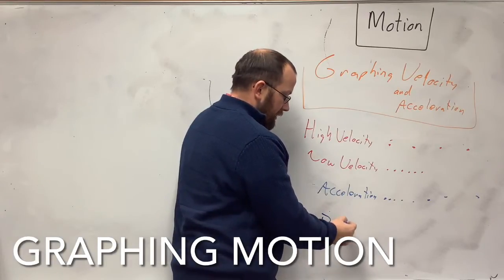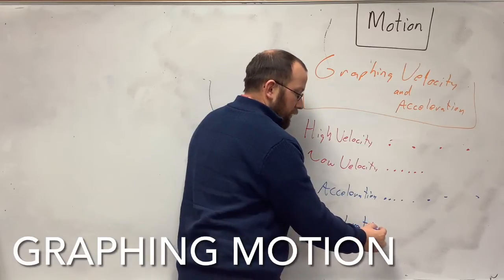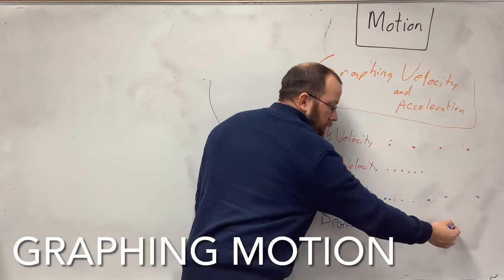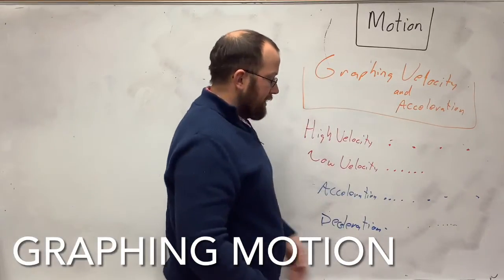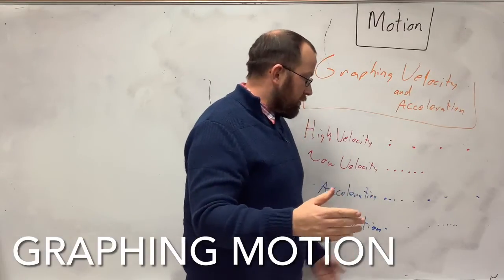Decelerating is the exact opposite. I probably spelled that wrong. I'm a terrible speller if you haven't figured that out at this point. The dots are spread out and then they get closer. That's deceleration. So deceleration starts off fast and comes to a stop.